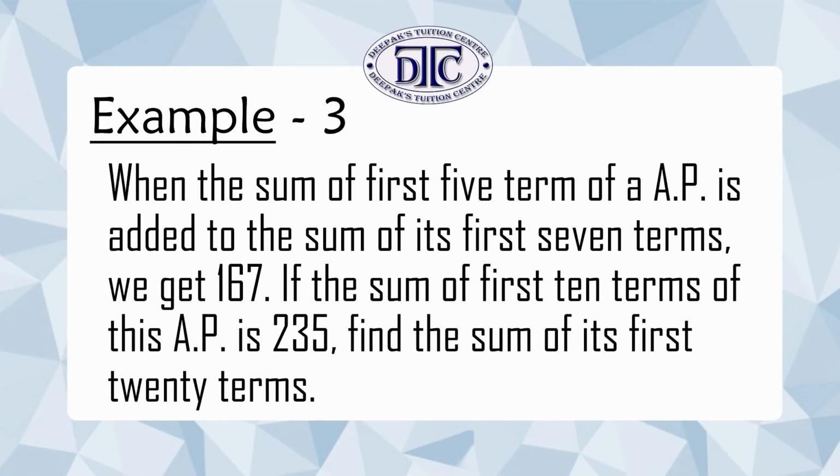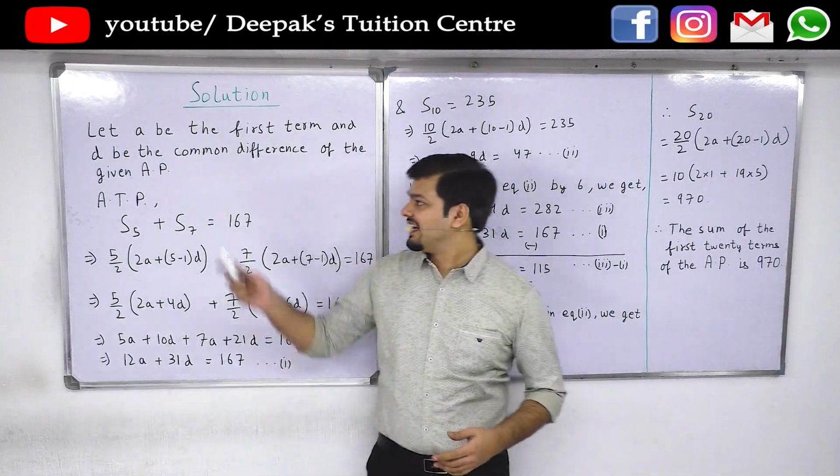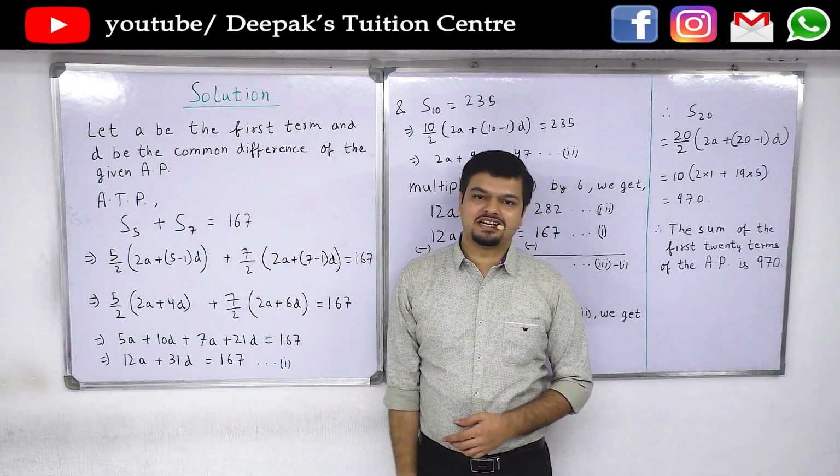When the sum of the first 5 terms of an AP is added to the sum of its first 7 terms, we get 167. If the sum of the first 10 terms of this AP is 235, find the sum of its first 20 terms. The first statement of every answer in AP will be: let A be the first term and D be the common difference of the given AP.